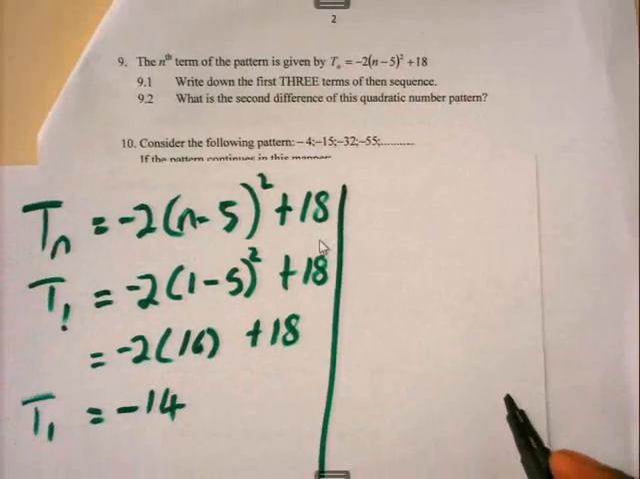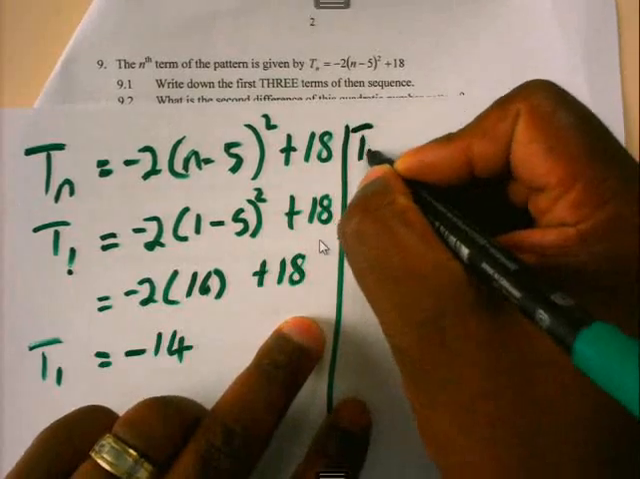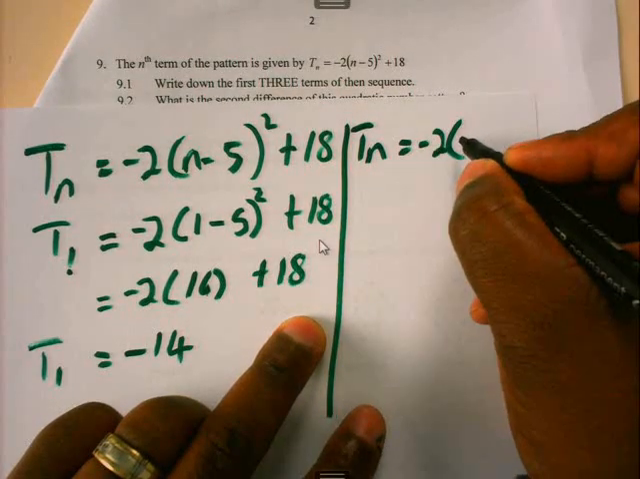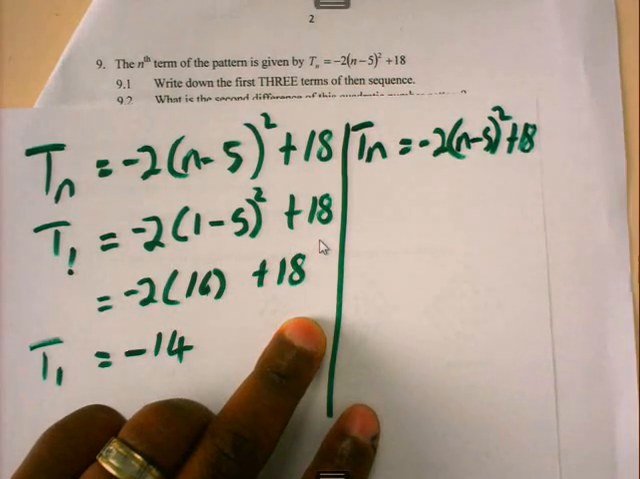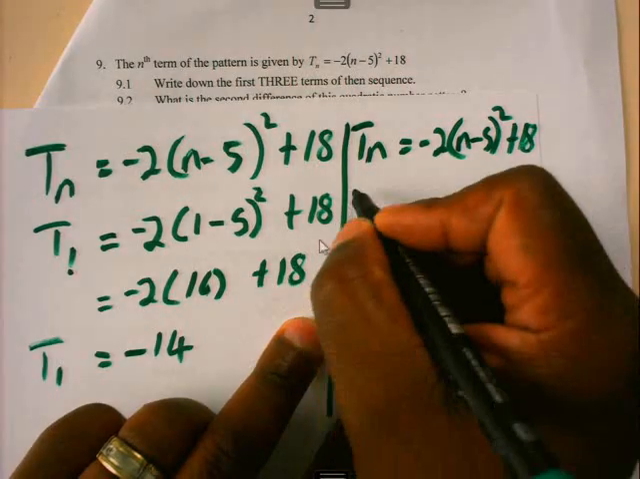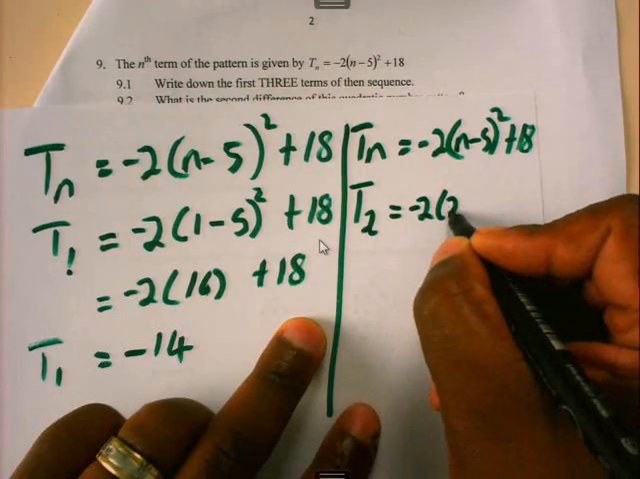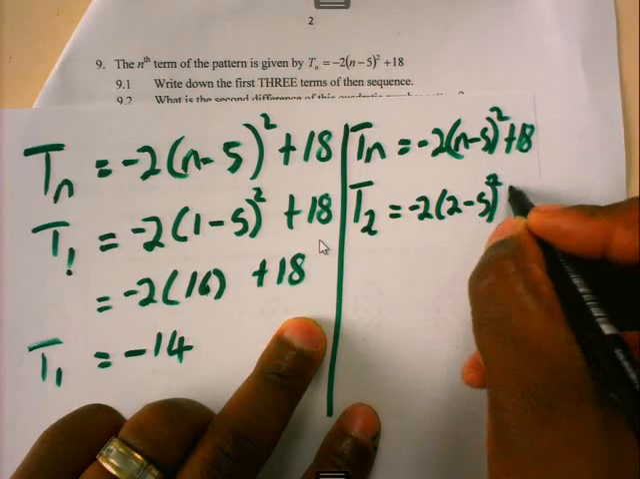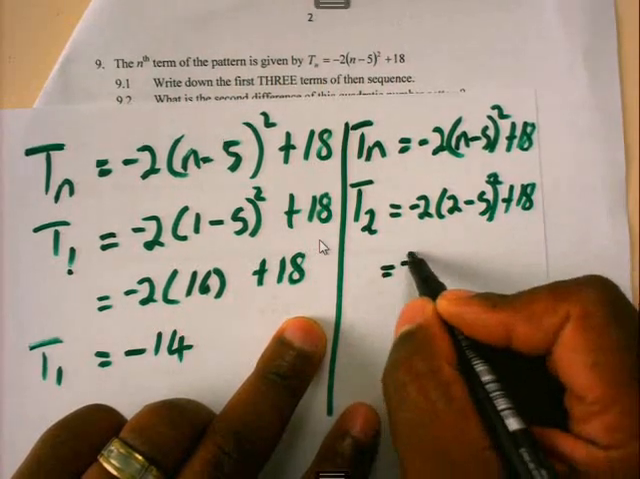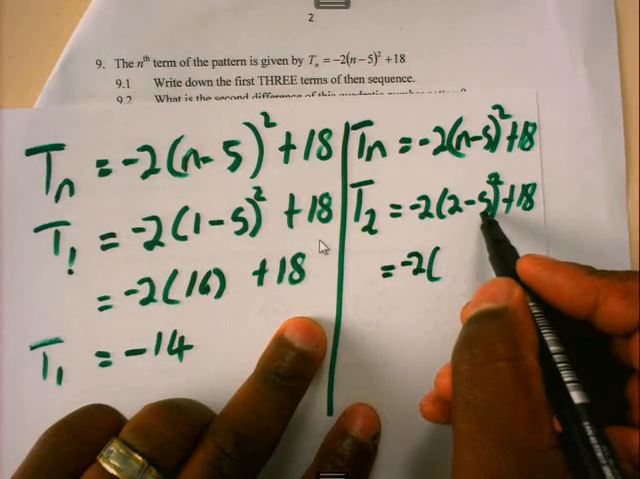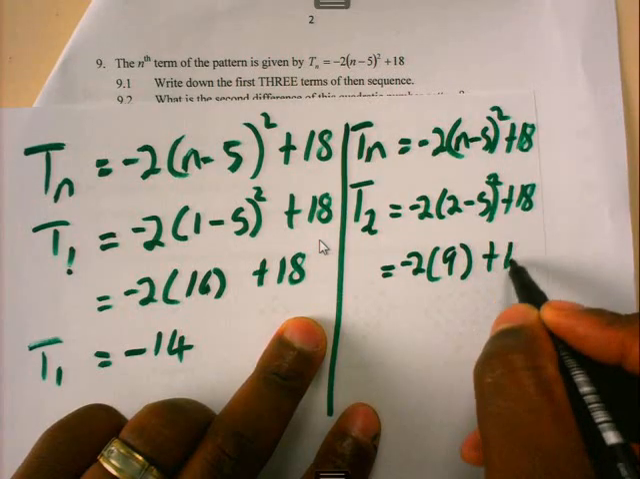For the second term, you write down the formula again. Tn equals minus 2 (n minus 5) squared plus 18. Because we are determining the second term, we substitute n by 2. Minus 2 (2 minus 5) squared plus 18. Let's simplify it further. 2 minus 5 gives you negative 3, and if you square it, it will be 9, plus 18.